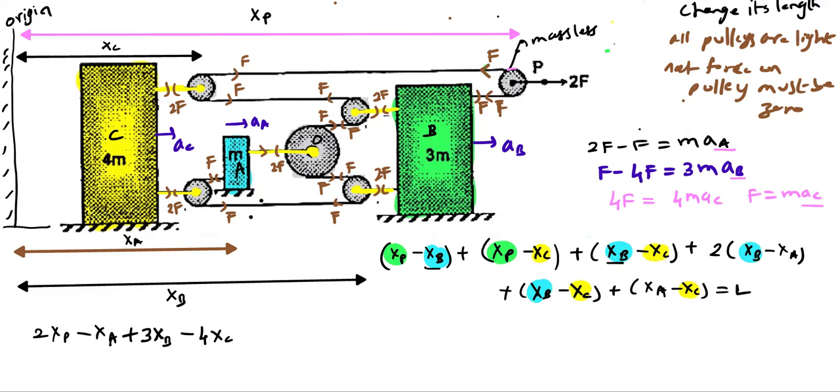I think all these are the things. They should be equal to L. Differentiating this, I'll get 2 times of AP minus 2A plus 3AB minus 4AC equal to 0. Because L will be constant. Total length of the string, L should remain constant. So we have one equation like this.